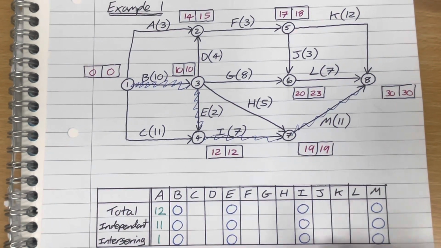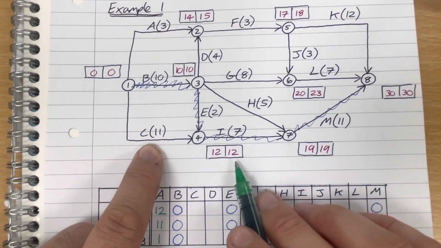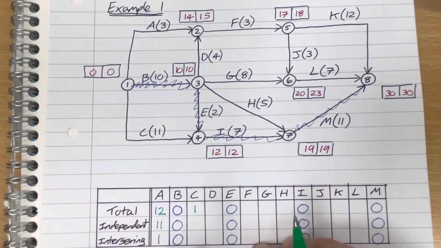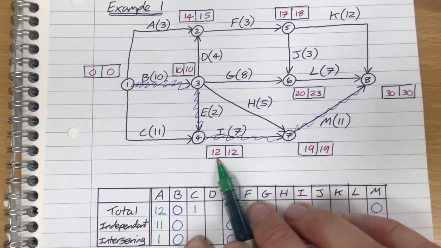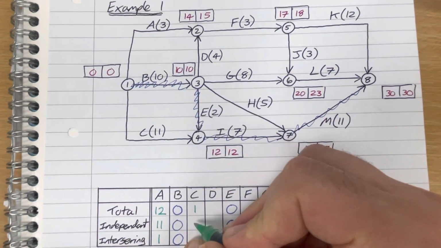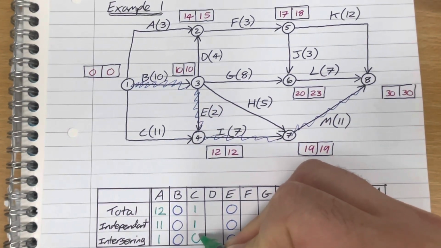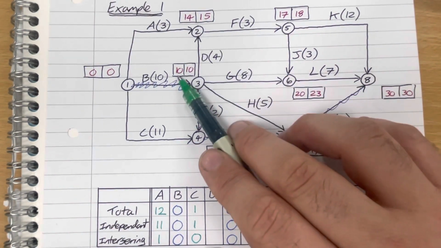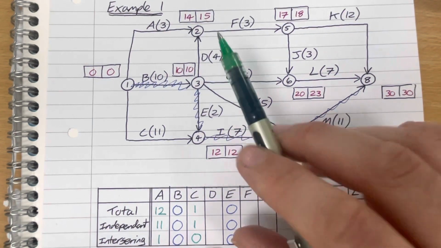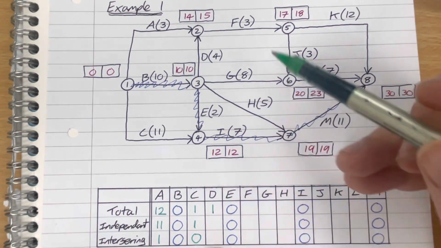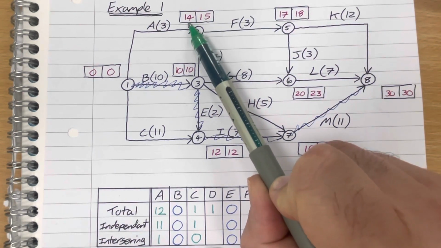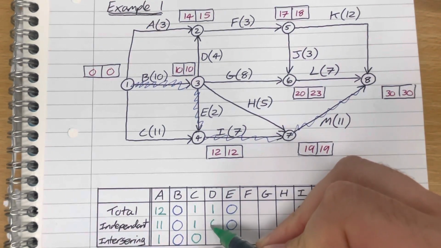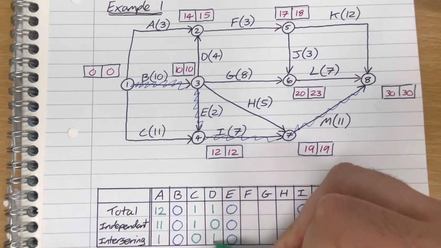I'm just going to repeat that for all of these activities. So activity C, 12 minus 0 is 12, minus 11 is 1, so it's got a total float of 1. The independent float, 12 minus 0 minus 11 is still 1, and the interfering float is 0. Activity D, 15 minus 10 minus 4 is 1, so it's got a total float of 1. Independent float are the inside numbers, that's 14 minus 10 minus 4, so that is 0, so it's got no independent float, which means its 1 unit of float is interfering.